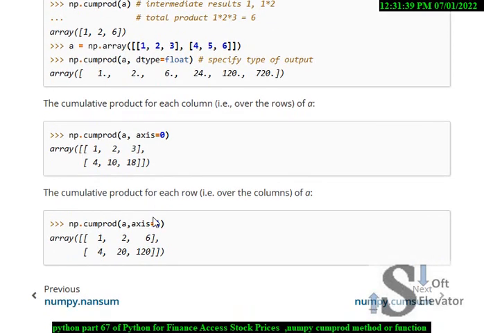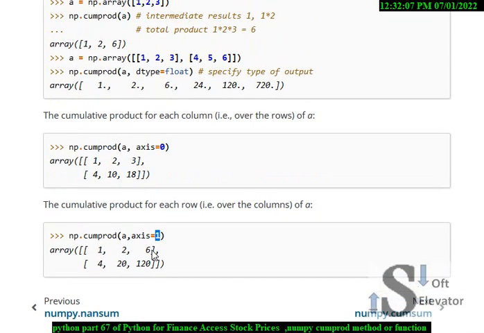If we have axis 1, the first row: 1 by 1 is 1, 1 by 2 is 2, 2 by 3 is 6. And then 4 stays the same, and then 4 by 5 is 20, and then 20 by 6 is 120. I hope you understand this.